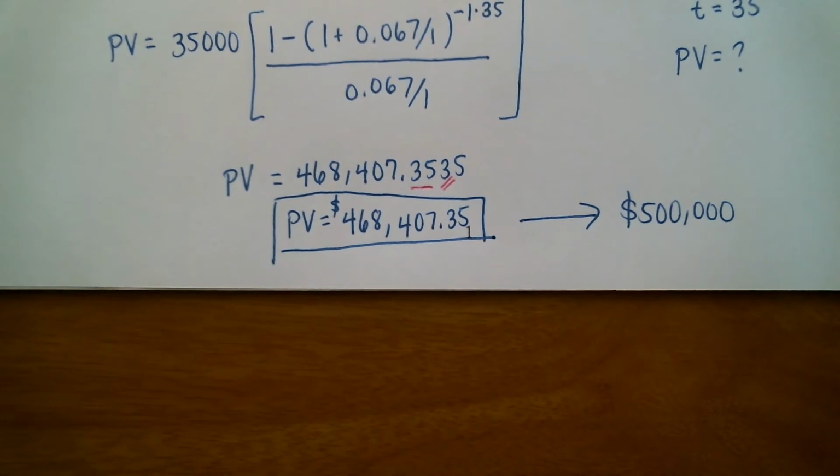Don't misinterpret this. When I've done this in class before, I've had students ask, well, does that mean I have to pay $468,407.35 and buy that, you know, spend that amount of money to buy my life insurance policy? That's not how it works.